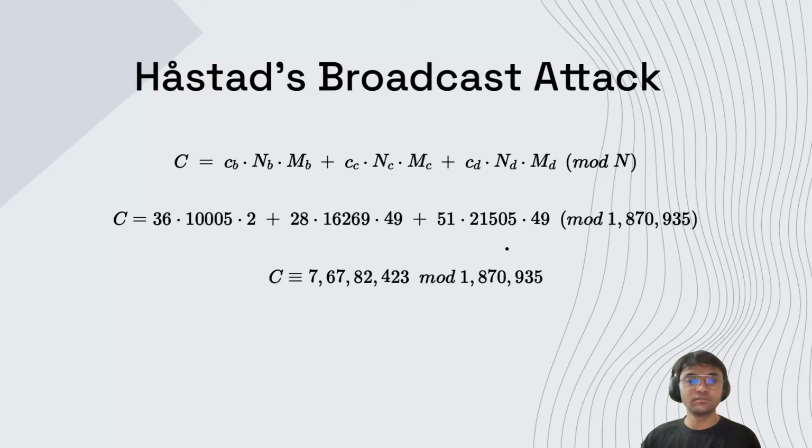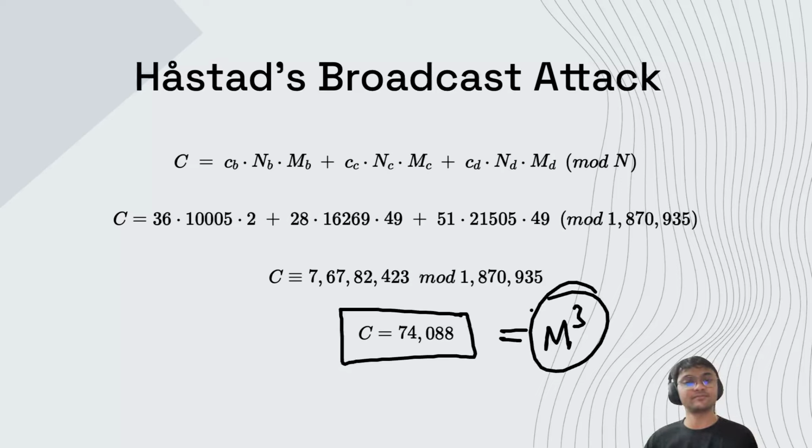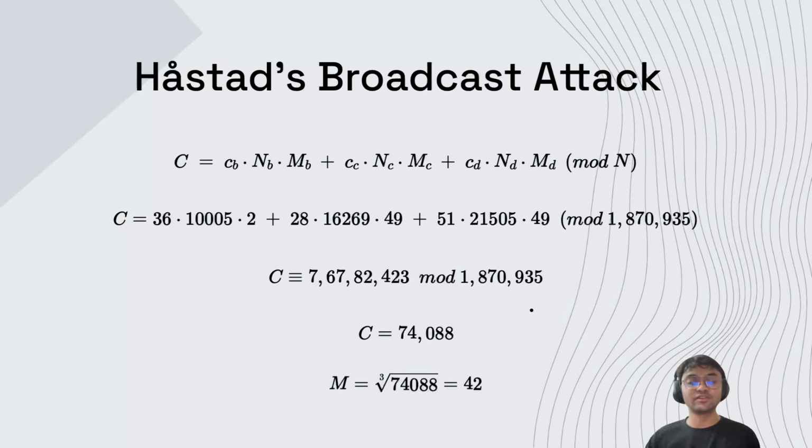and get this huge number. They have to calculate the modulus of this number, so it's within the range of N. And after doing a mod operation, the final combined message is this. This is M cubed itself. If we calculate the cube root of this number, we get 42, which was what Alice sent out with. This is what Alice started with.